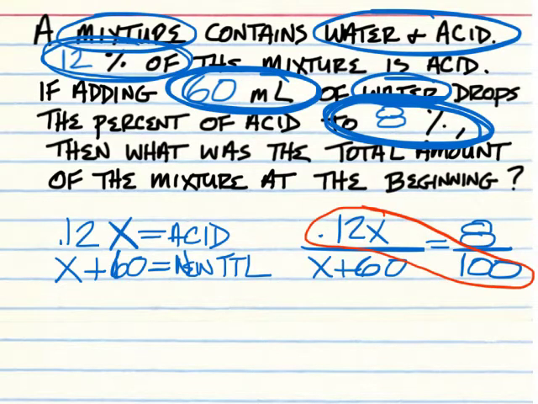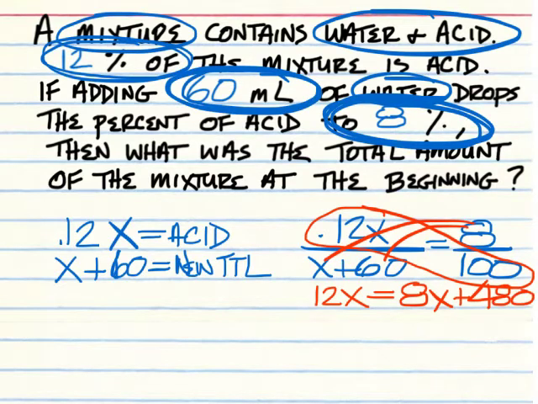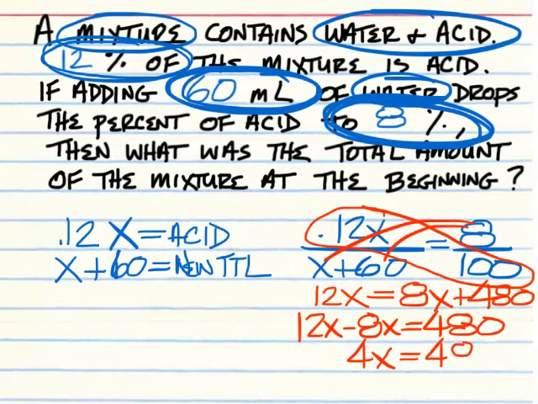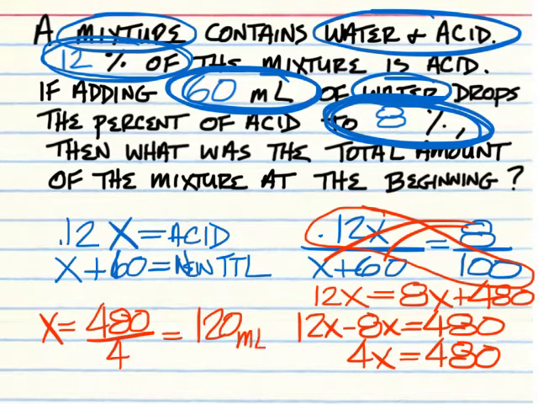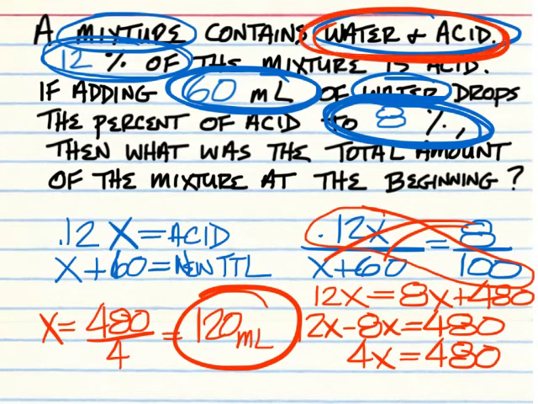Now cross multiply. 0.12x times 100 is 12x. And 8 times x is 8x. 8 times 60 is 480. Move the 8x to the left. Change it to minus, and then simplify the left. 12 minus 8 is 4. And to get the final answer, you divide 480 by 4. And that comes out to be 120 milliliters of water and acid.